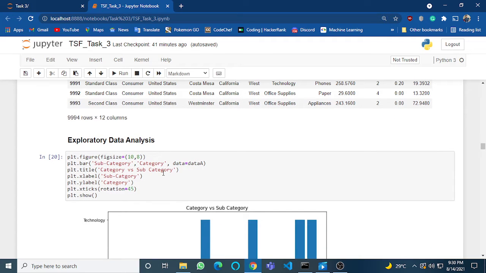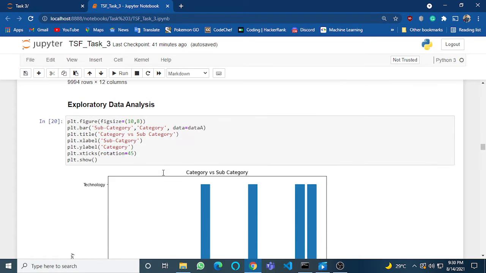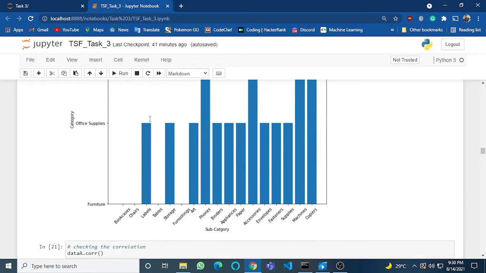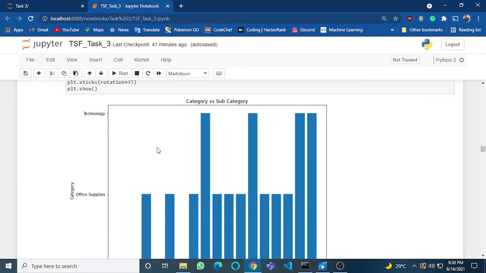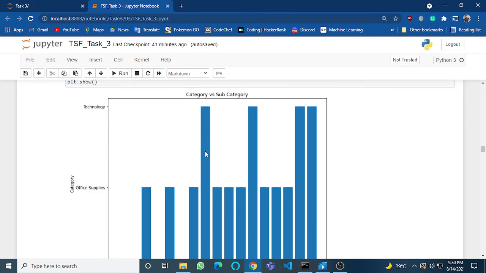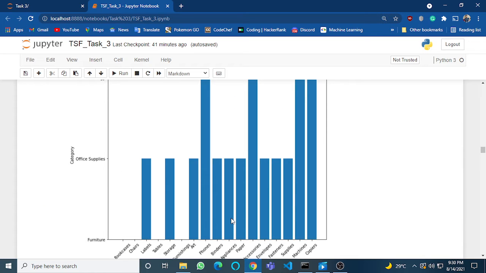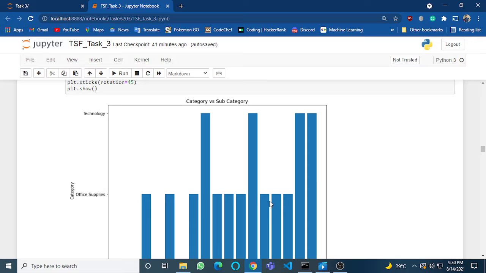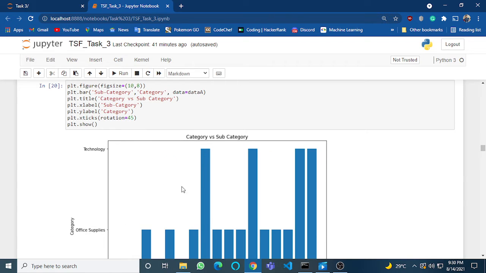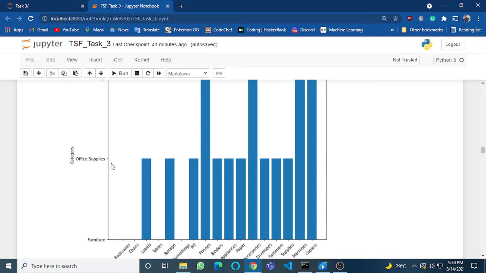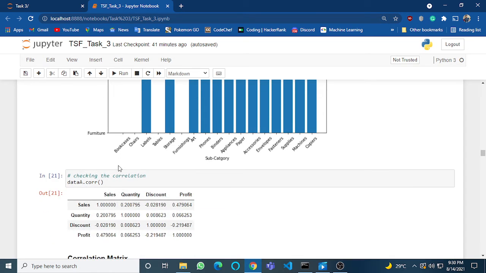Next, I have done some exploratory data analysis, showing the distribution of category versus subcategory attribute of the dataset. It shows that attributes like phones, accessories, machines, copiers have higher values in the technology category, and others are in office supplies.